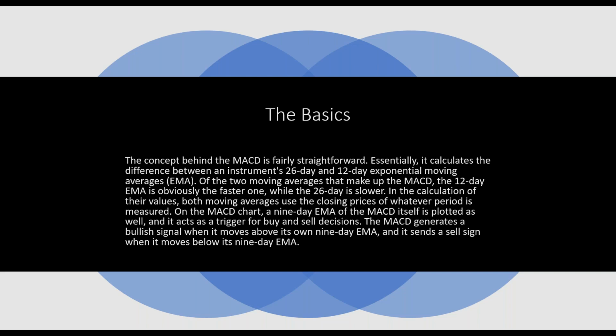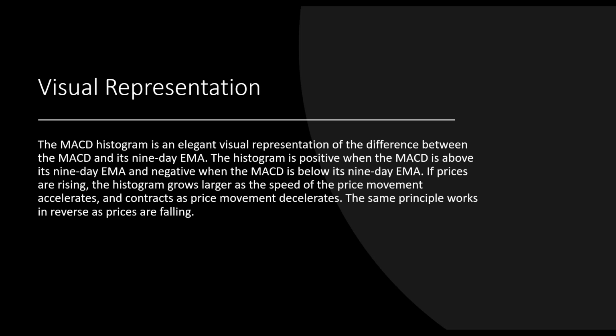So that's the crossover on the bottom of the chart. Now, the MACD histogram is simply an elegant visual representation of the difference between the MACD and its 9-day EMA. The histogram is positive when the MACD is above its 9-day EMA, and negative when the MACD is below its 9-day EMA. If prices are rising, the histogram grows larger as the speed of the price movement accelerates. Remember, I was showing the peaks and the valleys, and it contracts as the price movement decelerates. The same principle works in reverse as prices are falling.